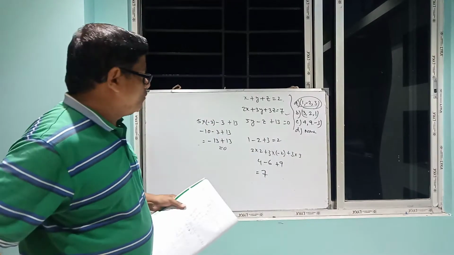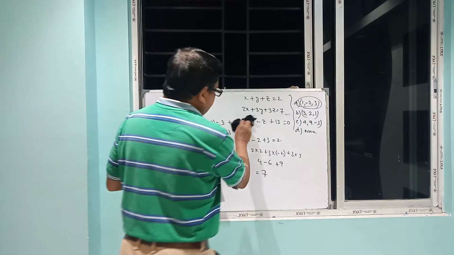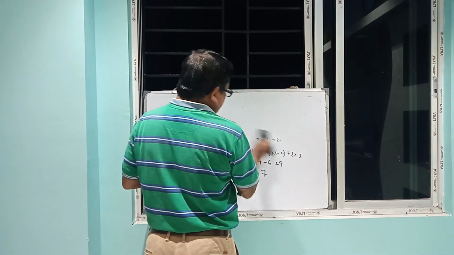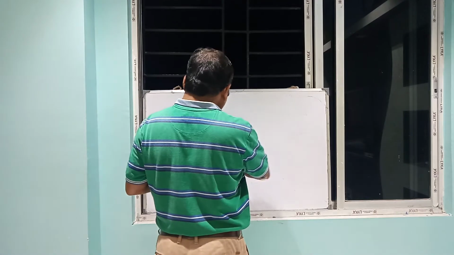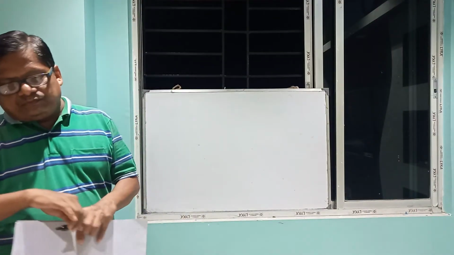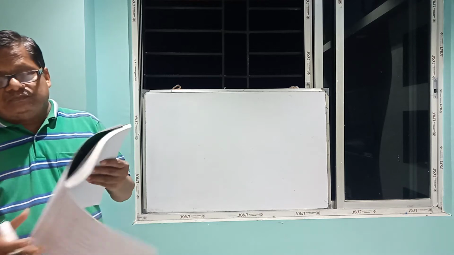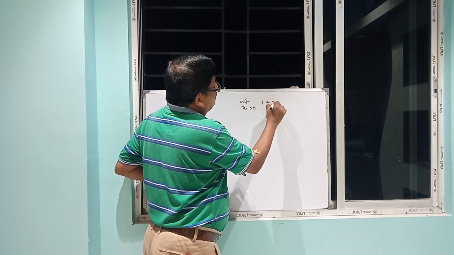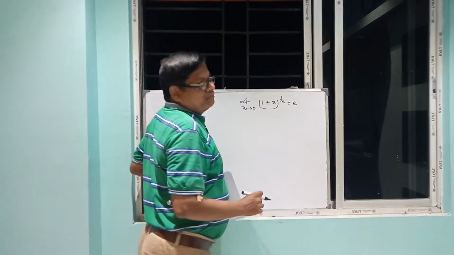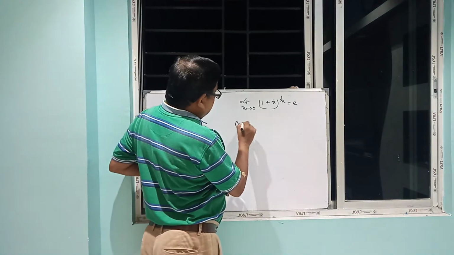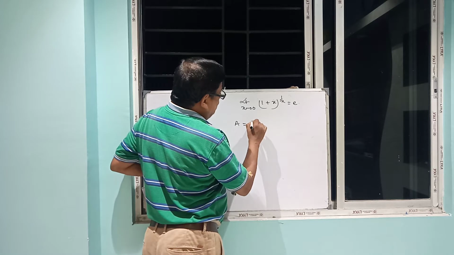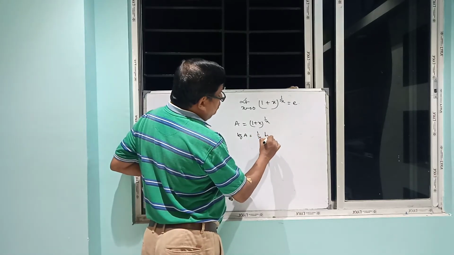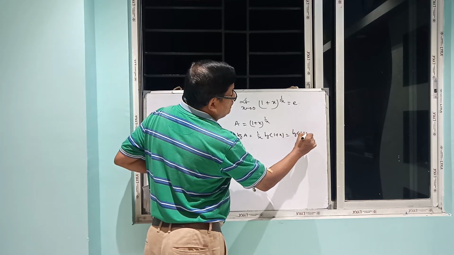Okay, next one. See, I am showing. As all of you know, suppose limit x tends to 0, 1 plus x whole 1 by x equal to e. Okay? Suppose a equals this, considering how e comes: 1 plus x whole 1 by x, take log a, 1 by x log 1 plus x. So this will be log 1 plus x by x.